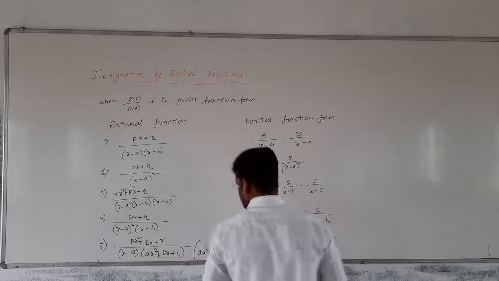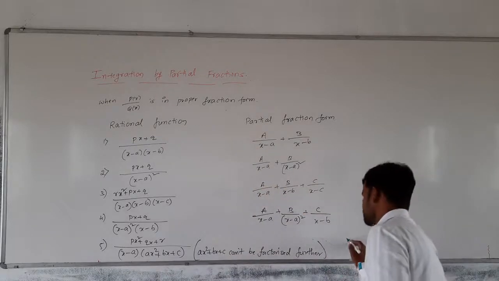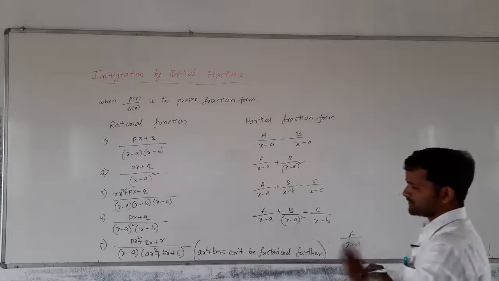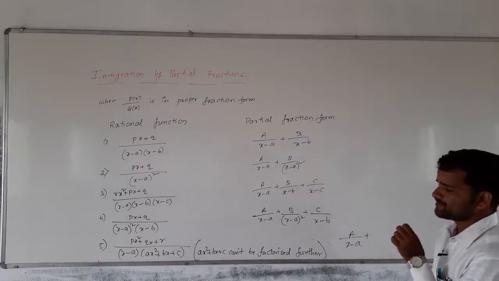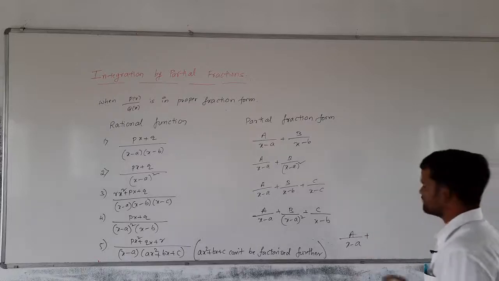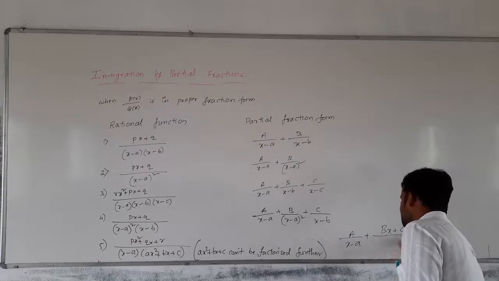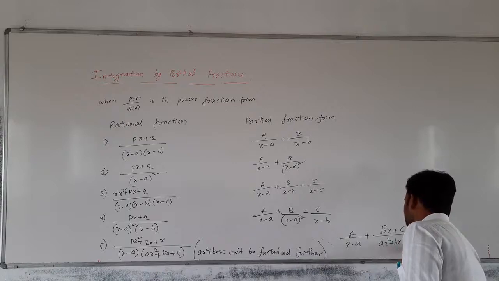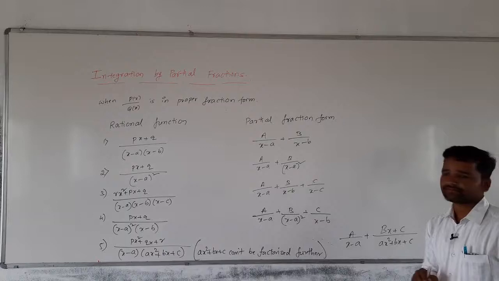Here we should take it like the first one, x minus a is a factor, that one you take it as a by x minus a, that part is finished. Now plus of, next the denominator ax square plus bx plus c is there. Now for that you take b into x plus c divided by ax square plus bx plus c, like that, like this you have to choose.